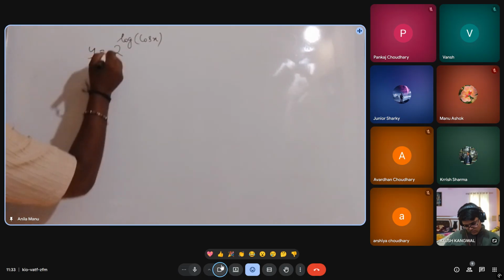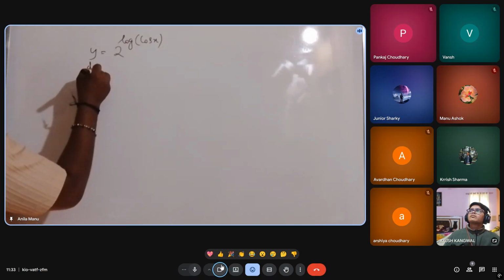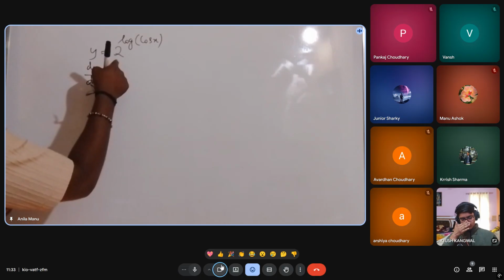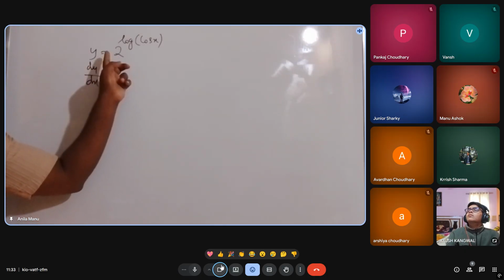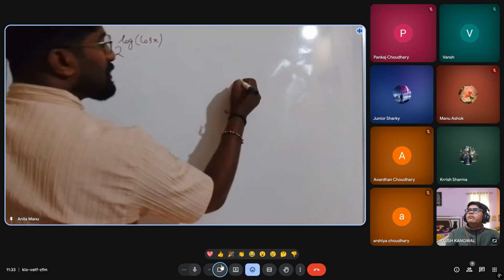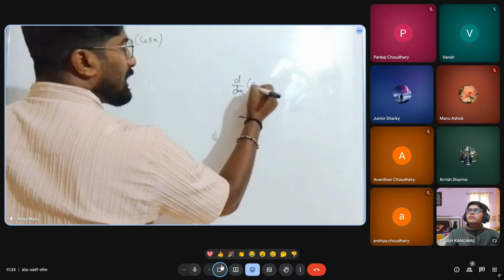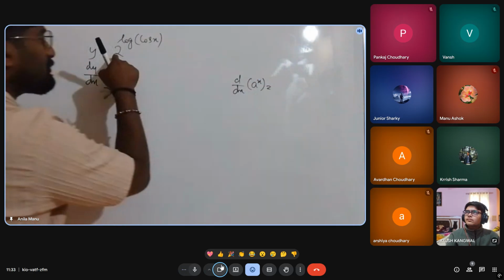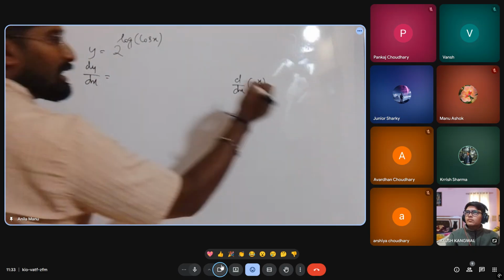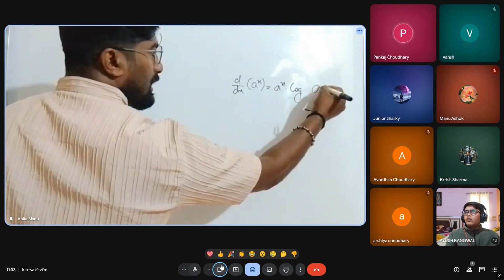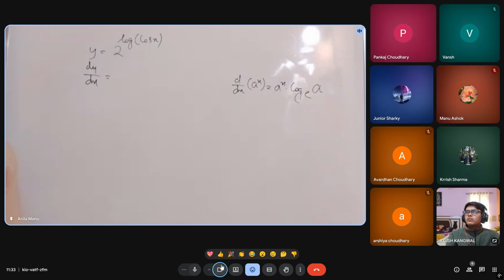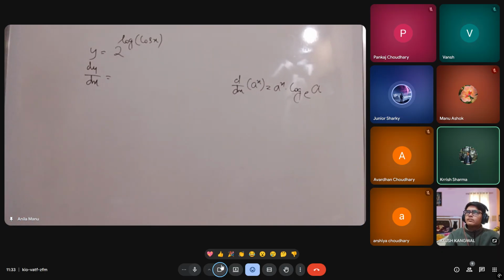Y is equal to the given function. So you want to find dy by dx. When you approach the function, we can see there's a constant here. That's why we can read it as a raised to x. d by dx of a raised to x. What is the derivative of a raised to x? A raised to x into log a to the base e. Correct, right?